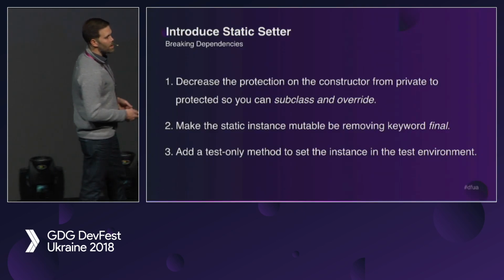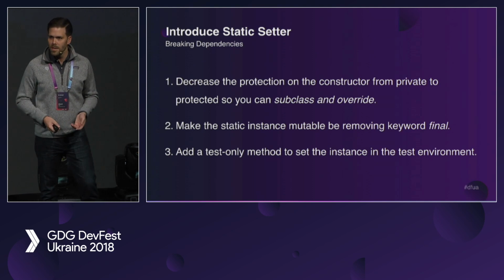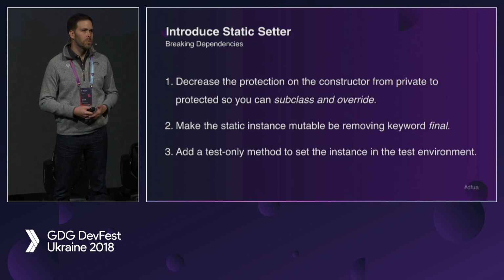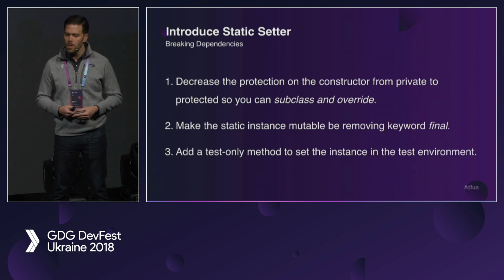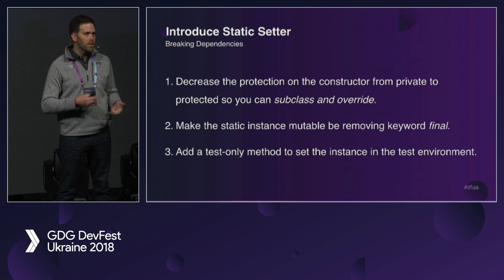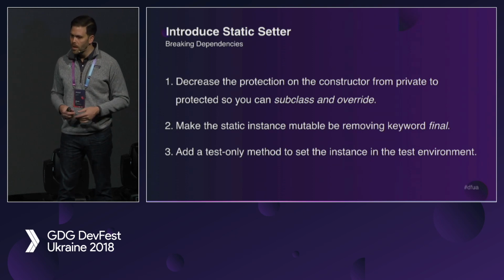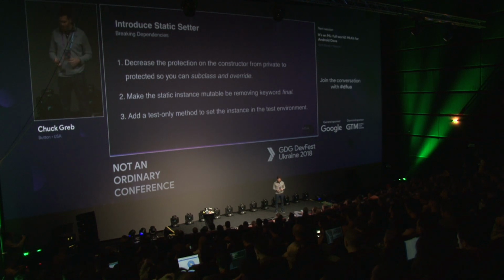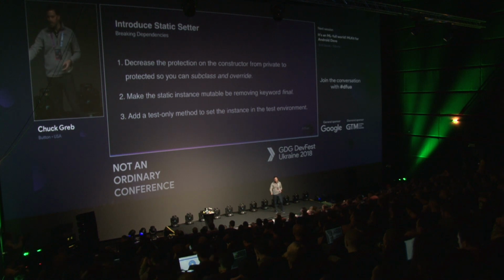So, introducing a static setter, again, these are not ideal design principles, but these are some of the practical trade-offs we want to make when we're dealing with an older system. So you can decrease the protection on the constructor from private to protected. Then that will allow you to subclass and override any behavior you don't want running in your unit test environment, for example, accessing a database. You can make the static instance mutable by removing the keyword final, and then add a test-only setter. We have this nice annotation, VisibleForTesting, which I'm always nervous when I tell people about it, and you've probably seen it before. You don't want to overuse it, but in some cases, you actually want to relax those principles a little bit so that you can get your testing in place.